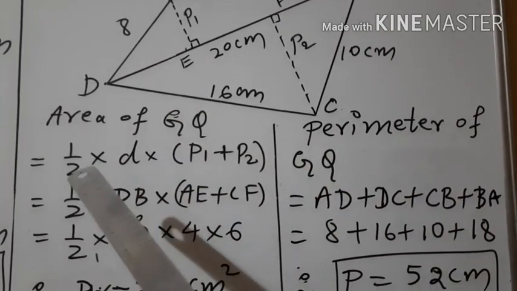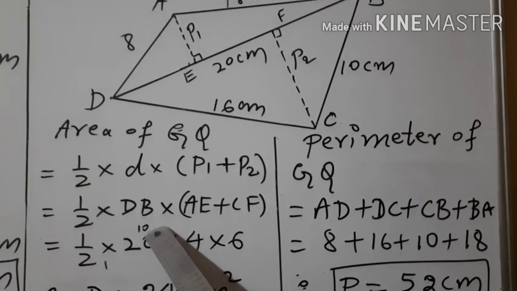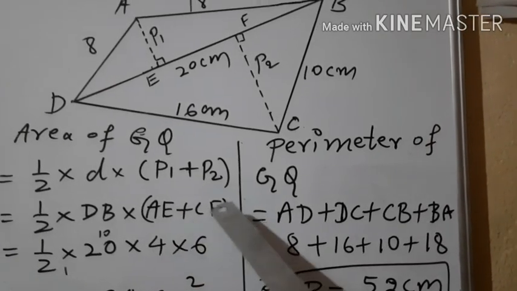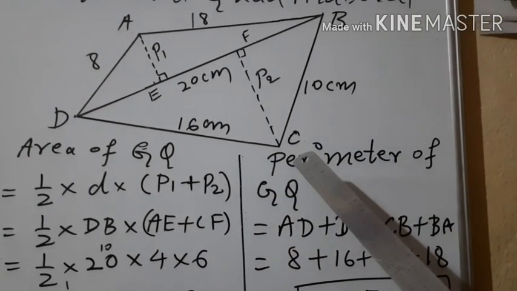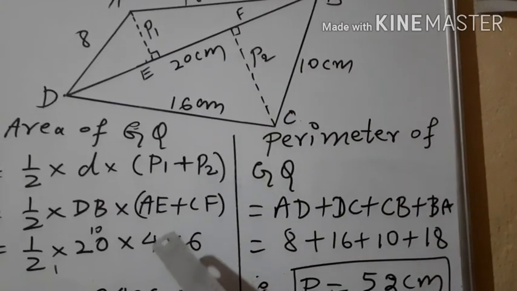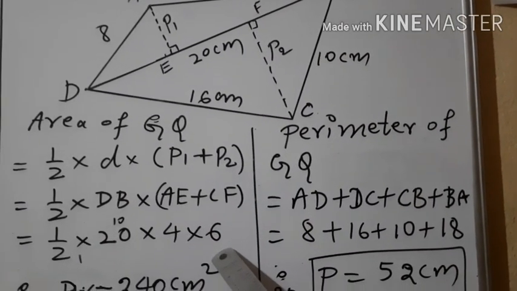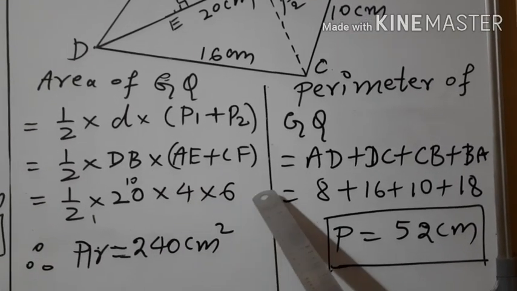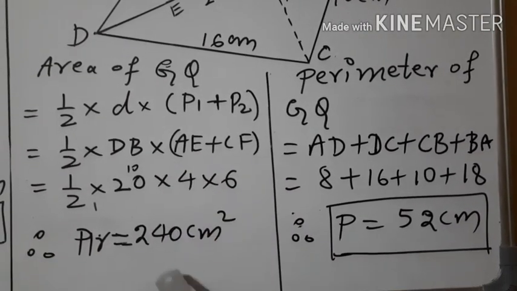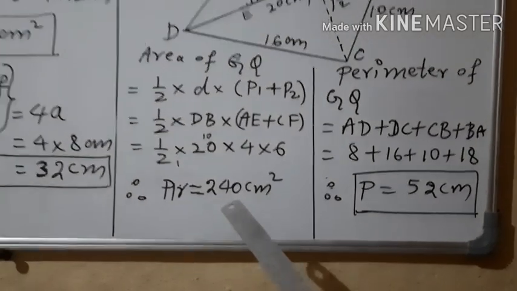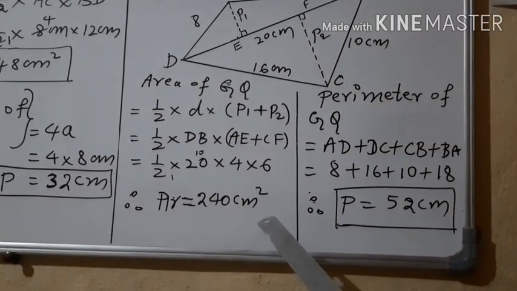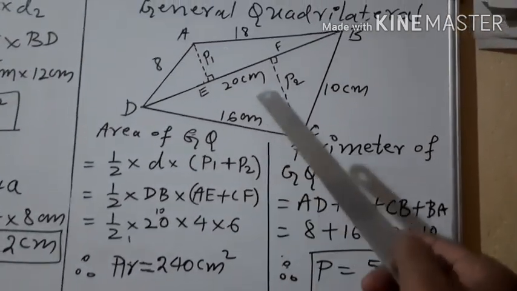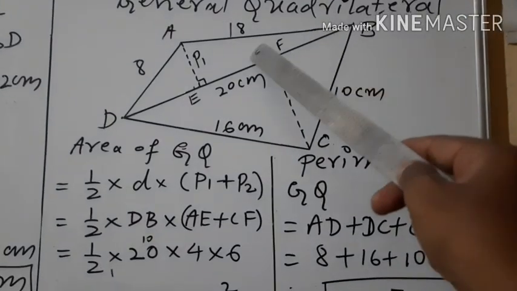Right? Here half and the diagonal length is 20 centimeter, therefore half into 20 centimeter into AE plus CF. They are nothing but P1 and P2. Here the length of P1 is 4 and P2 is 6. Therefore, children, 2 tens are 20, then 6 fours are 24, 24 tens are 240. Therefore the area of this general quadrilateral is 240 centimeter square. It means we can fit 240 one-centimeter squares in this general quadrilateral.